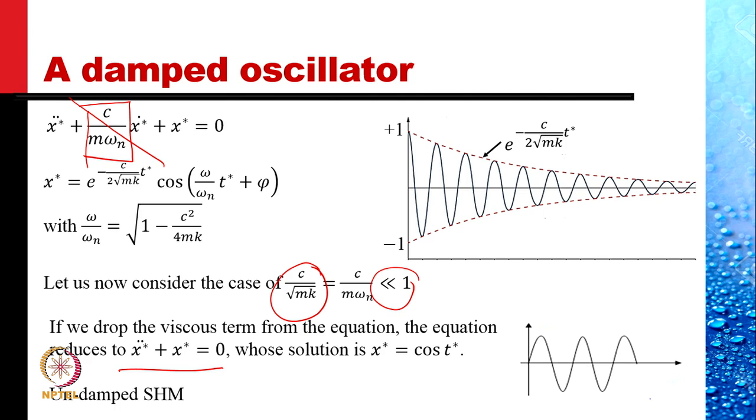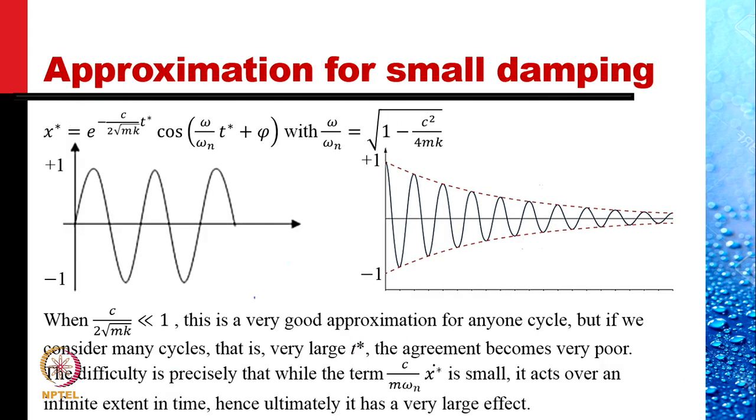whose solution is x star is equal to cosine t star, with the boundary conditions that were given, that x star is equal to 1 at time t is equal to 0, and that x dot star is 0 at the initial time. When c by 2 under root mk is much less than 1, this approximation, simple harmonic motion, is a very good approximation for any one cycle. But if we consider many cycles, that is for very large t star, the agreements become very poor.